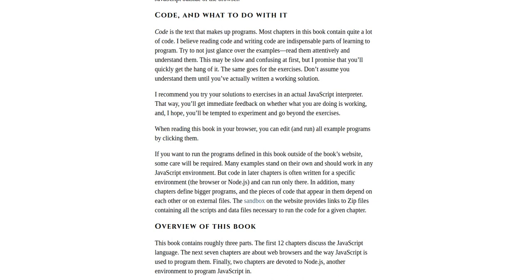If you want to run the programs defined in this book outside of the book's website, some care will be required. Many examples stand on their own and should work in any JavaScript environment. But code in later chapters is often written for a specific environment, the browser or Node.js, and can run only there. In addition, many chapters define bigger programs, and the pieces of code that appear in them depend on each other or on external files. The sandbox on the website provides links to zip files containing all the scripts and data files necessary to run the code for a given chapter.